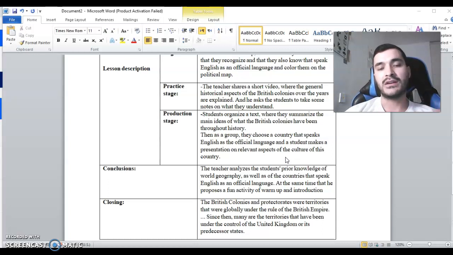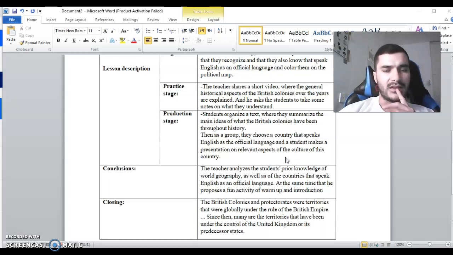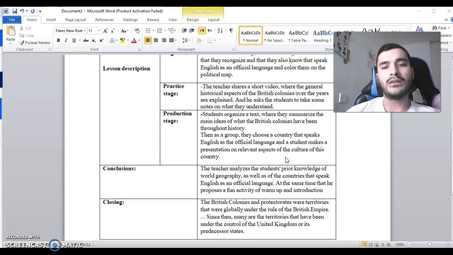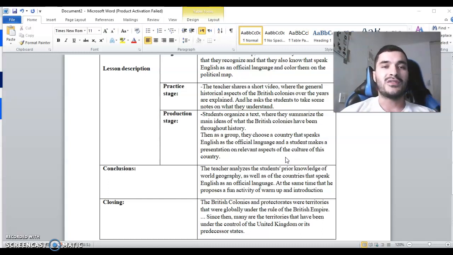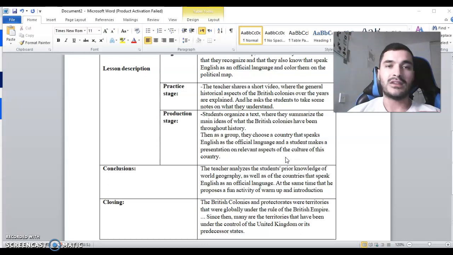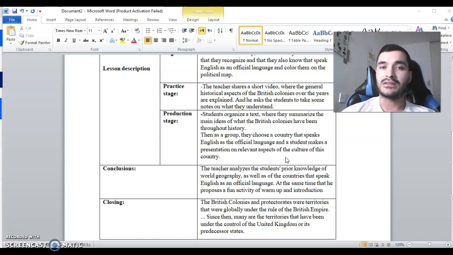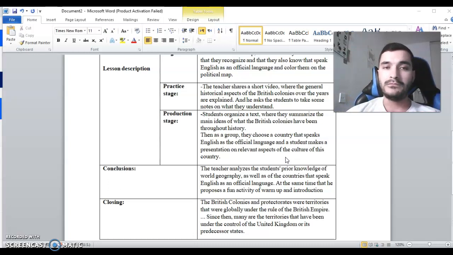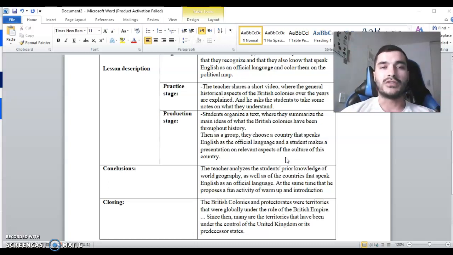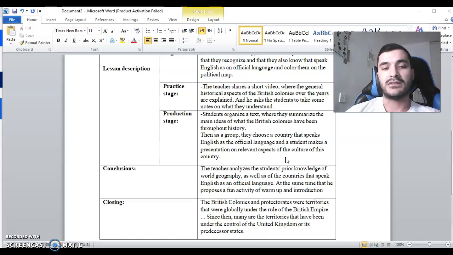The idea is to check the students' prior knowledge about world geography, as well as the number of countries they know that nowadays officially speak English as a mother tongue, and proposing fun activities during the class.